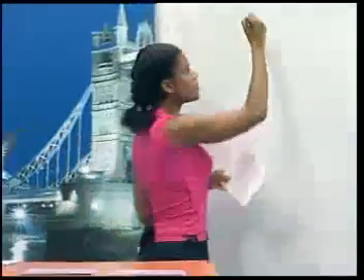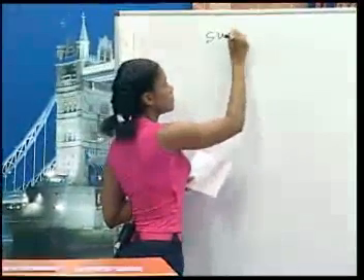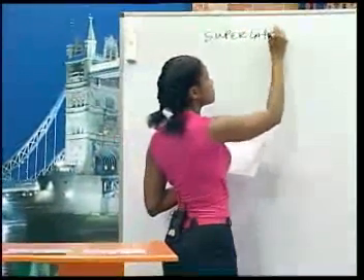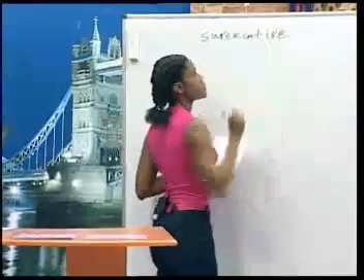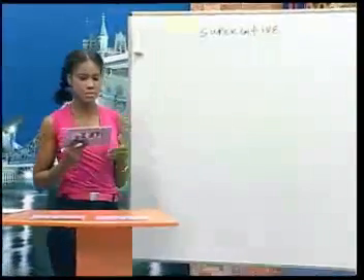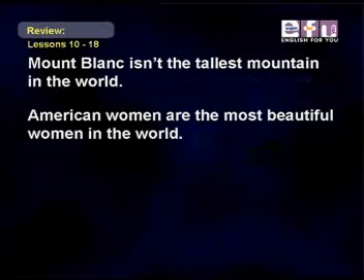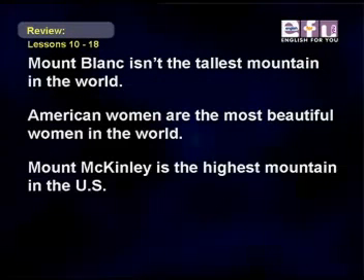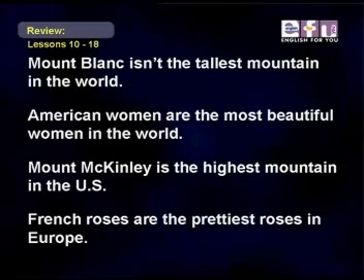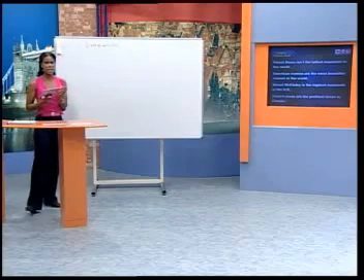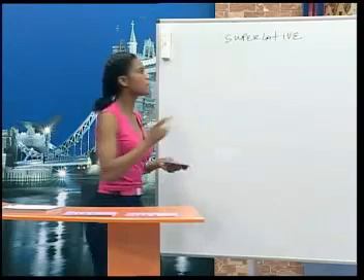Now let's review superlatives. A superlative is the absolute of something. It's saying something is the most in a group. Let's look at some examples. Mount Blanc isn't the tallest mountain in the world. American women are the most beautiful women in the world. Mount McKinley is the highest mountain in the U.S. French roses are the prettiest roses in Europe. So superlative is an adjective which expresses the highest degree.